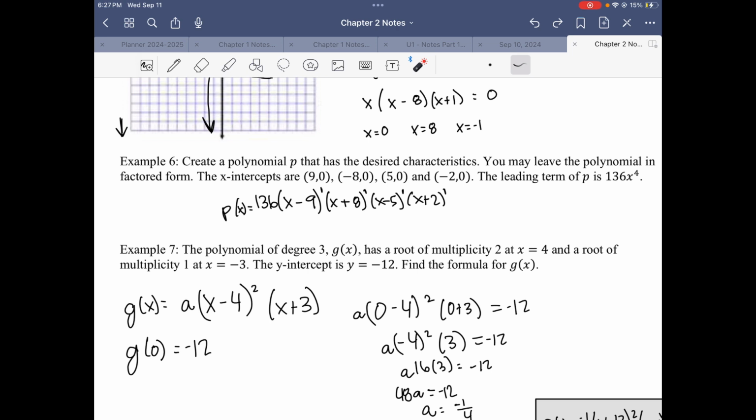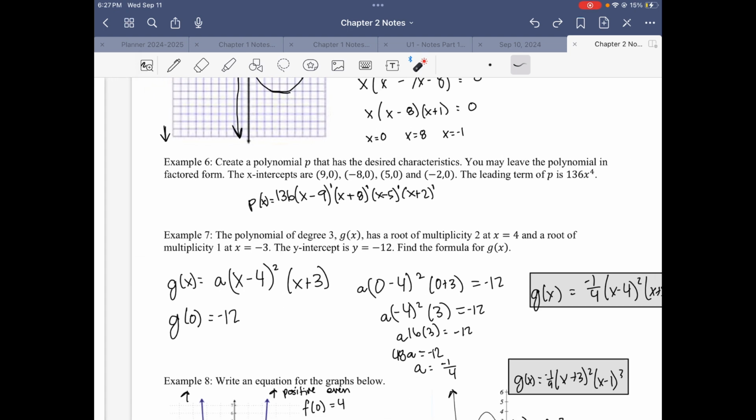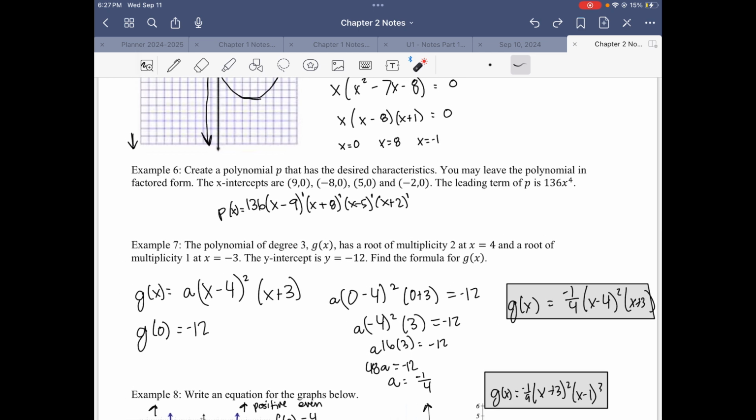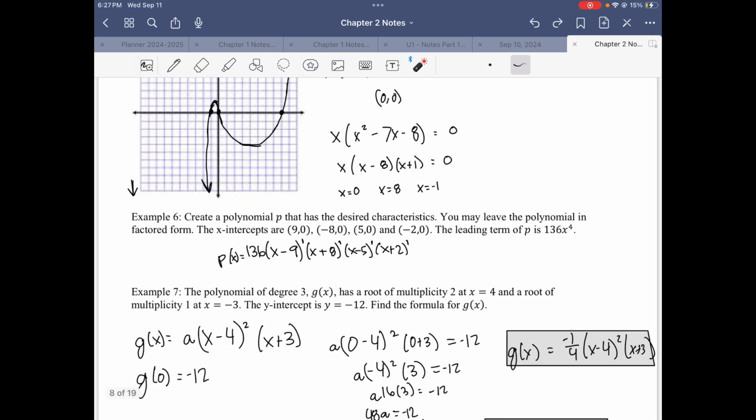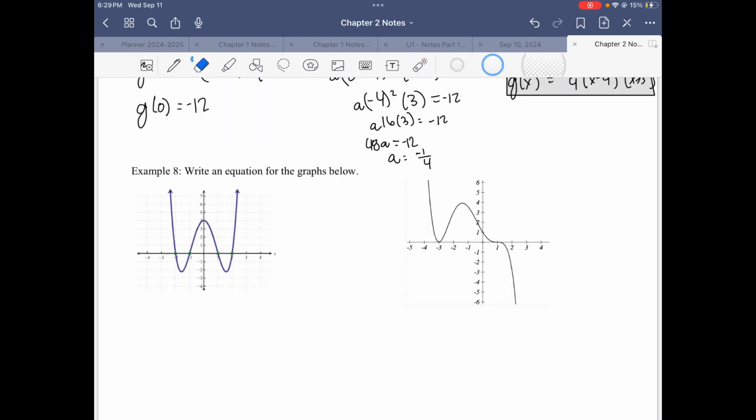So now I know that my a, my leading coefficient, needs to be negative 1/4 in order for all of these other things to still be true. So all I have to do now is plug that in instead of a. And there you have your final g of x. It equals negative 1/4 multiplied by x minus 4 quantity squared multiplied by quantity of x plus 3. That's it. We also need to be able to take a graph and write the equation from that graph.